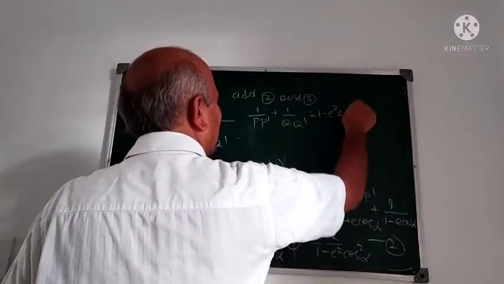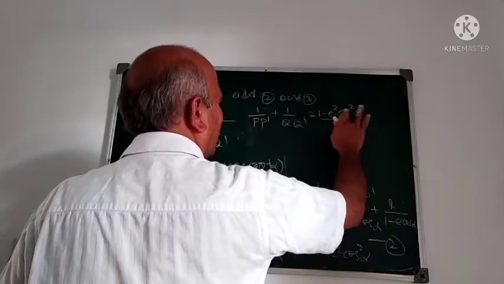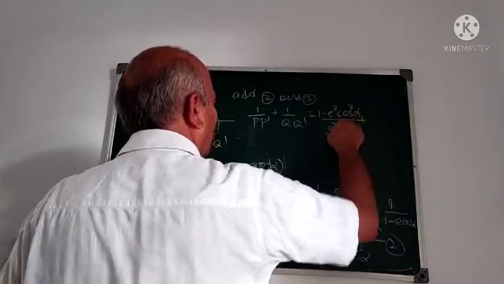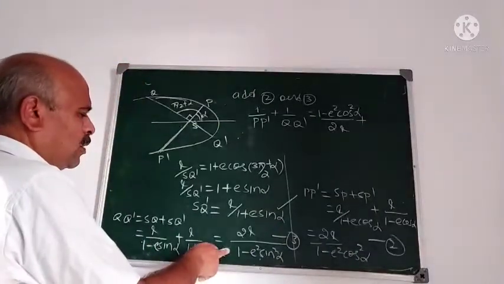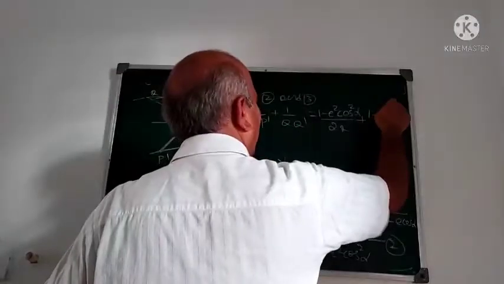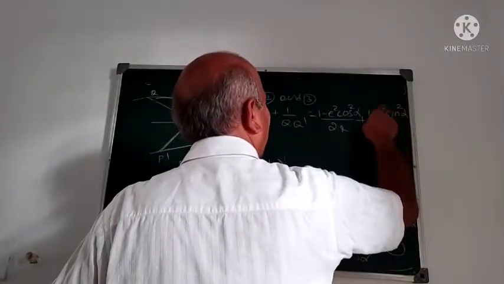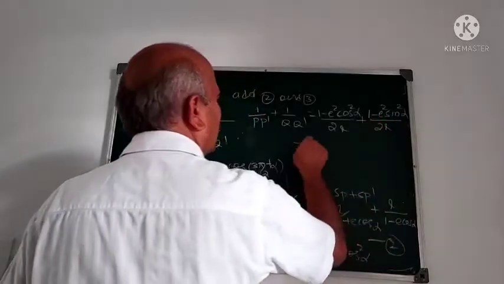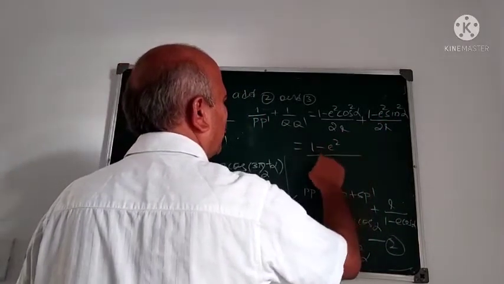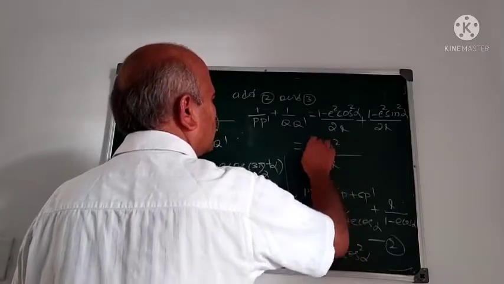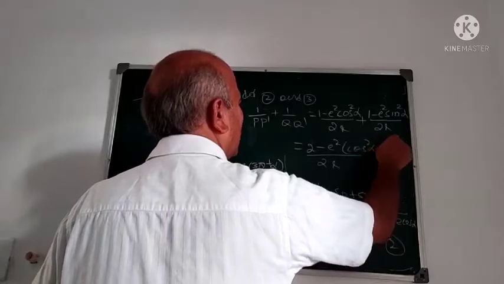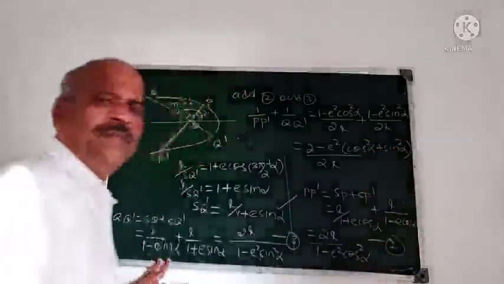1 minus e square sin square alpha by 2l, plus what is the reciprocal of this? Because we take 1 upon QQ dash, 1 minus e square sin square alpha by 2l. Therefore, 1 minus, 2l common here, 1 plus 1 is 2 minus e square into cos square alpha plus sin square alpha.